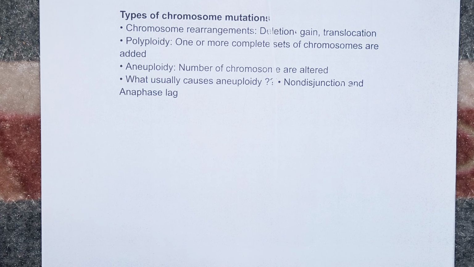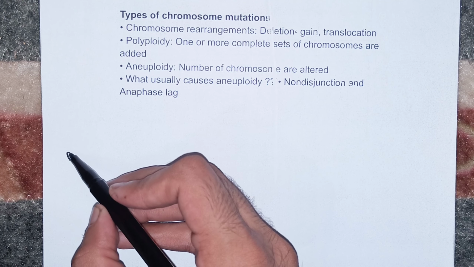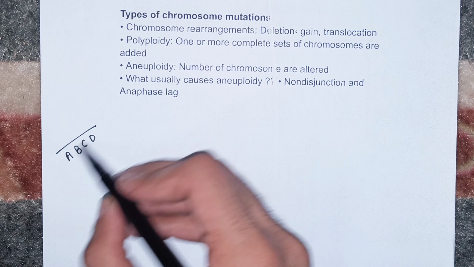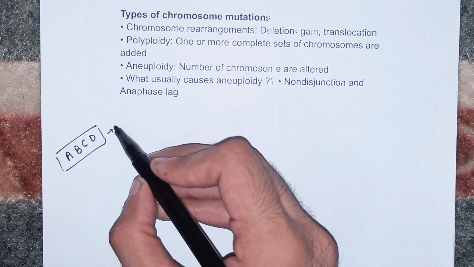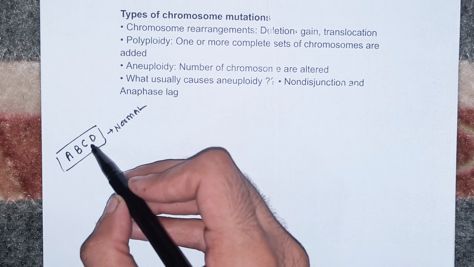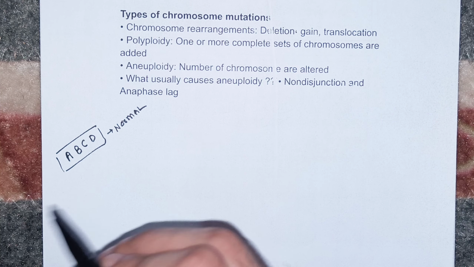It can be deletions, it can be addition, that is gain, or it can be translocation. Let's suppose this is the normal sequence of the gene, nucleotides A, B, C, D. This is nucleotide 1, nucleotide 2, nucleotide 3, nucleotide 4.